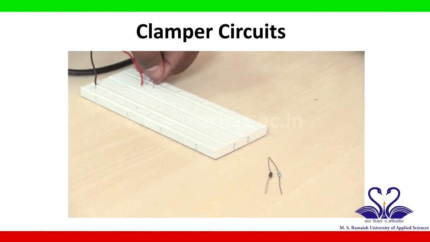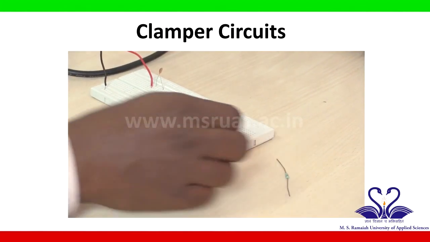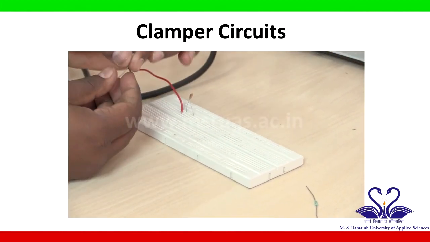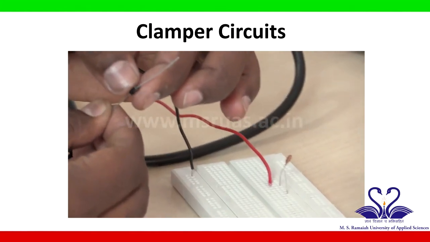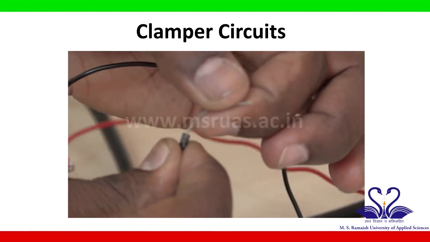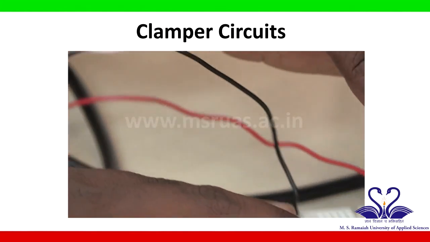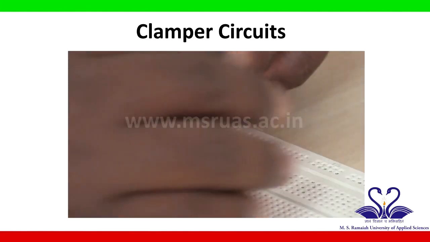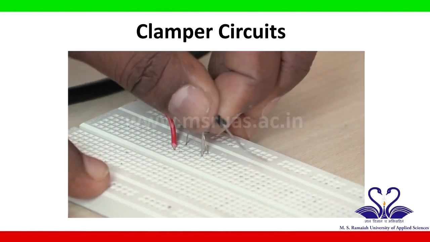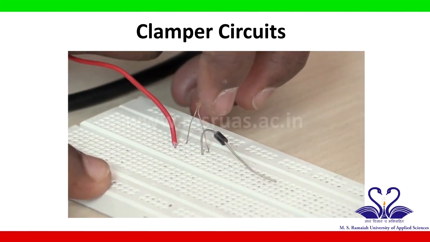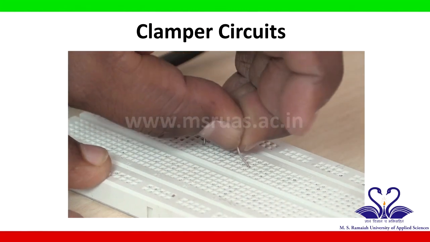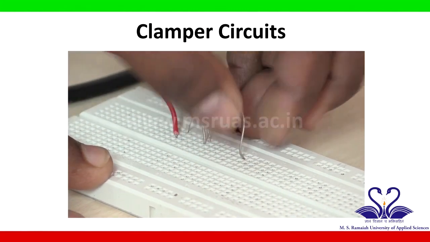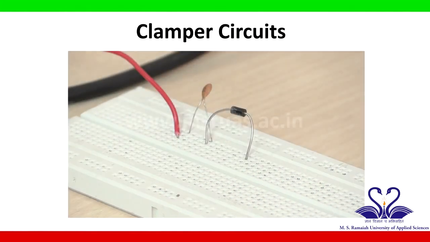The capacitor's other end is connected to the diode N terminal. So I will take a diode. This is the N terminal of the diode, which is the side with the silver color ring. I will take this N terminal of the diode and connect it to the capacitor in the breadboard. So the capacitor is connected to the diode N terminal, and I will connect the P terminal of the diode at some other point in the breadboard.